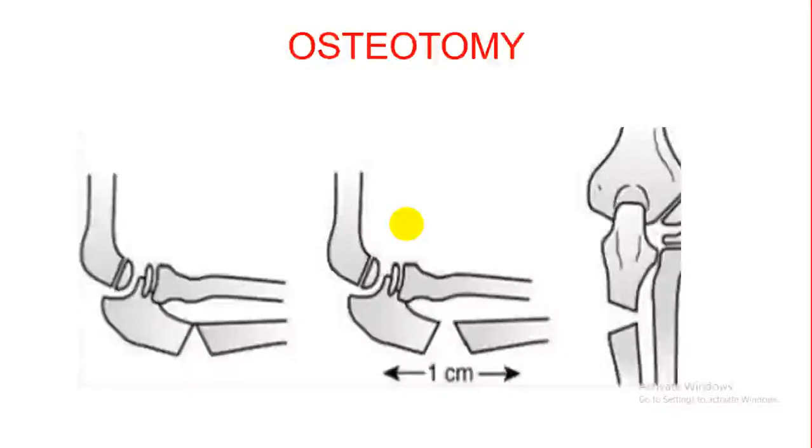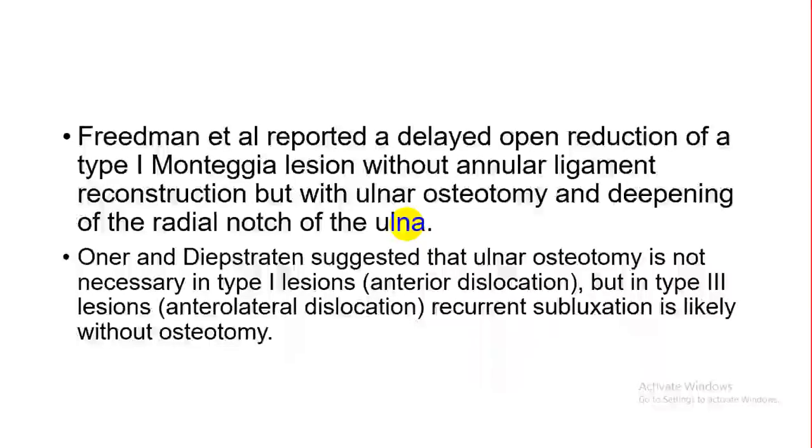Ulnar osteotomy will allow easy reduction of the radial head and avoid subluxation. We fix the osteotomy with plate and screws or external fixator. Some cases of type 1 may not need osteotomy of the ulna.